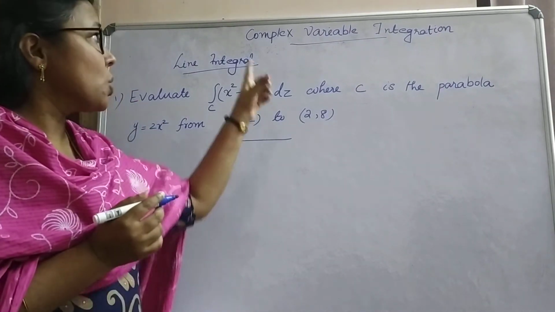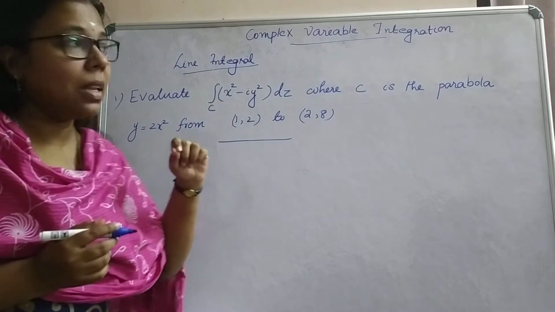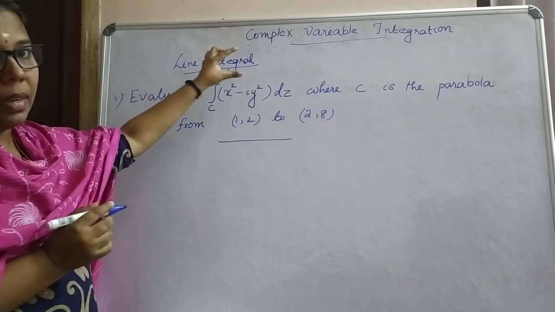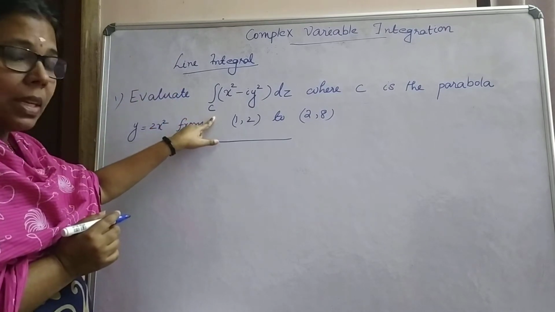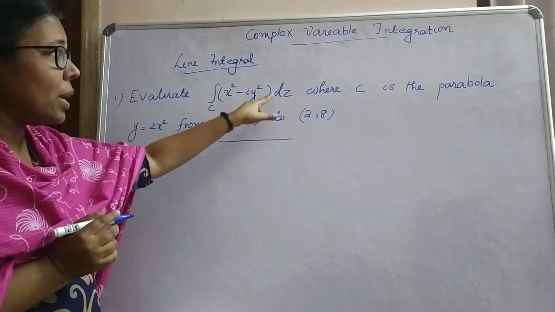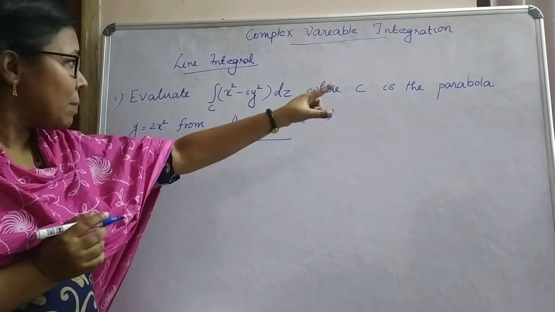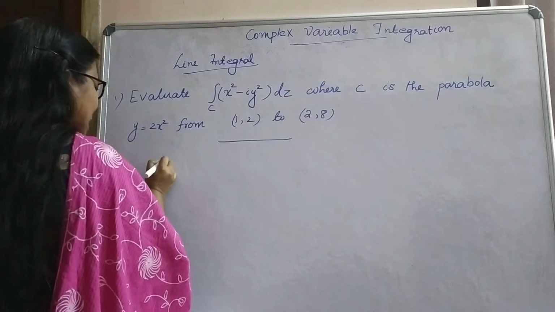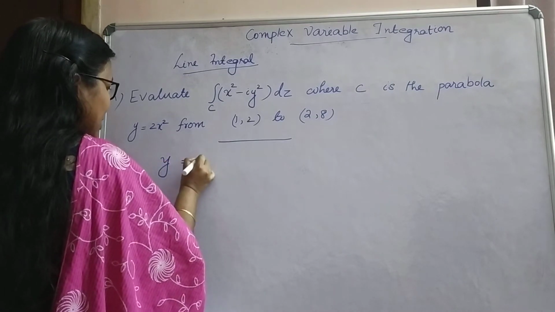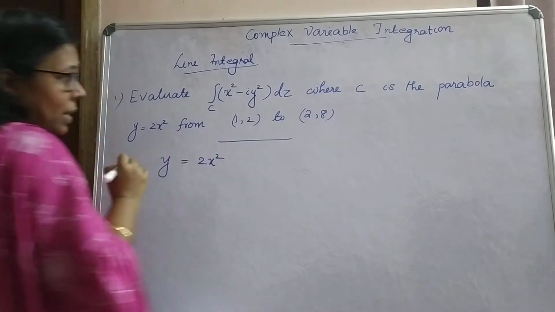Next module is complex variable integration. First portion: line integral. Then first question: evaluate the integral over c of (x square minus i y square) dz, where c is the parabola y equal to 2x square. Given c is the parabola, c is the path, y equal to 2x square.